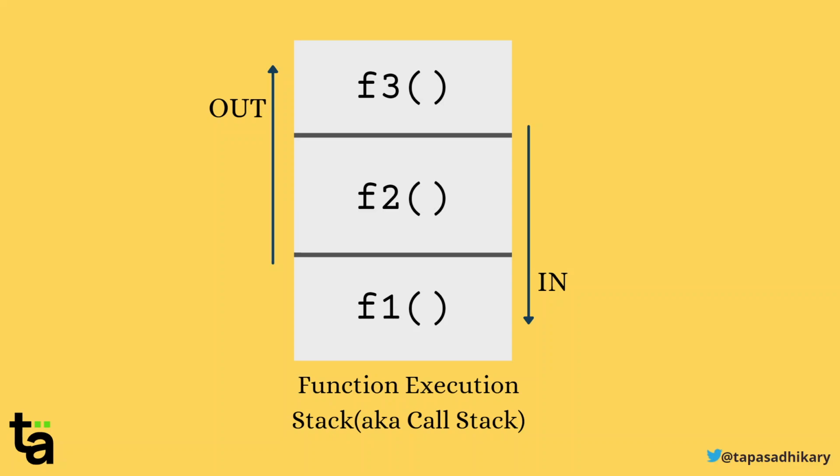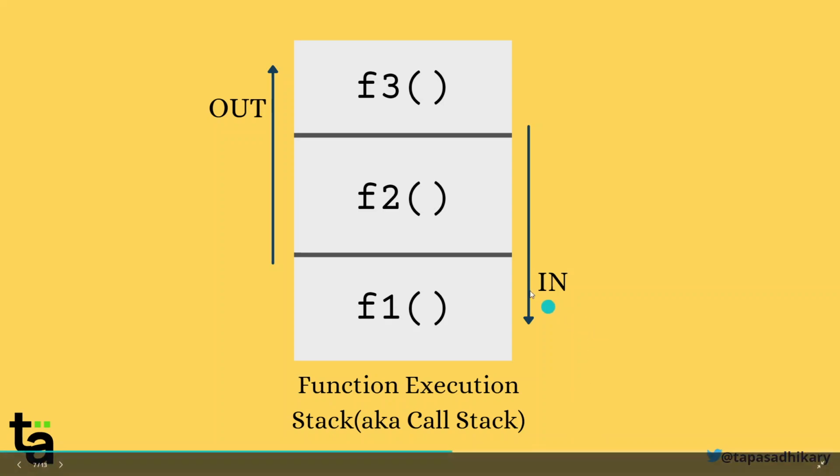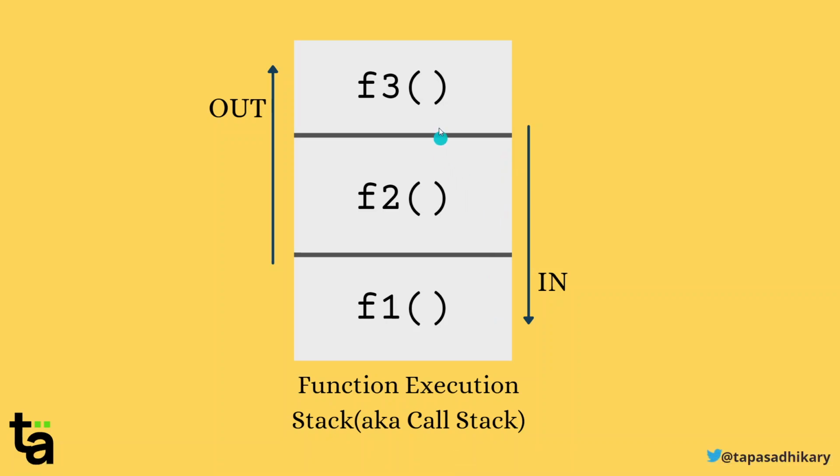JavaScript engine maintains a stack data structure. A stack is a very simple data structure where you can push things, and the more you push, it goes at the bottom. And when you take something out, you take it out from the top, right? So whatever gets in first comes out last. That is what the normal stack data structure is. So JavaScript engine maintains a stack data structure. It's called the function execution stack.